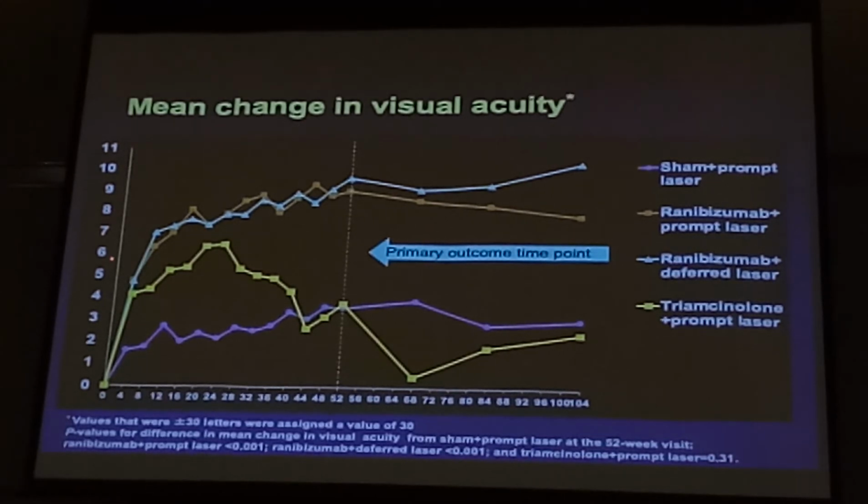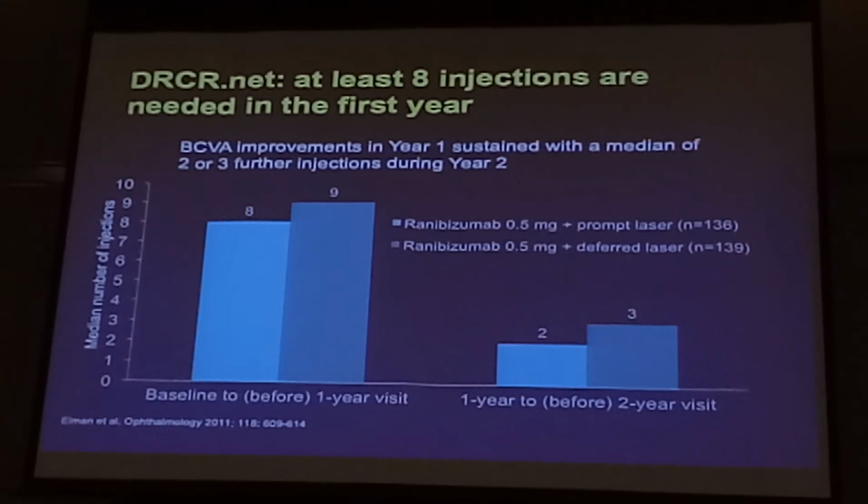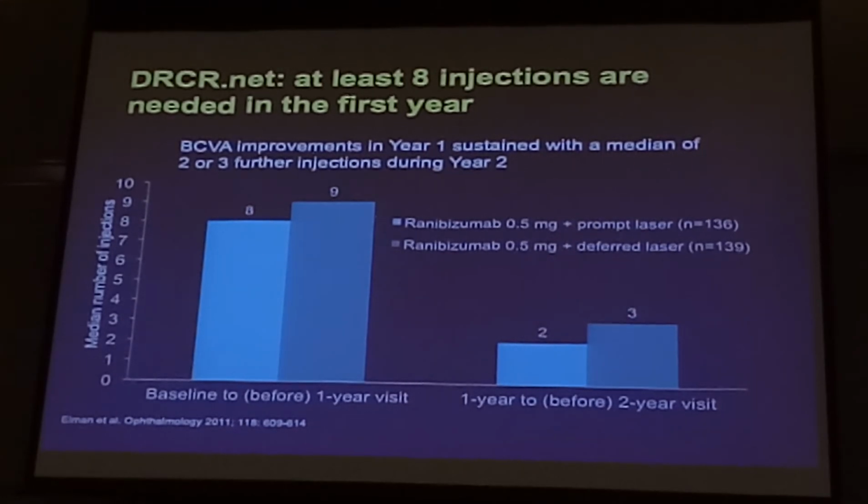Right? Look at steroids. Initial improvement, but after that the vision drops, mainly because of cataract. Right? You're giving intravitreal triamcinolone, you end up with cataract. We will deal with that issue later on. But the problem is, we are not giving enough injections.